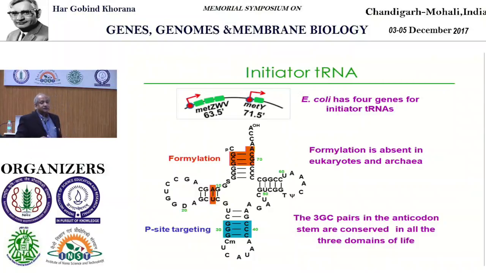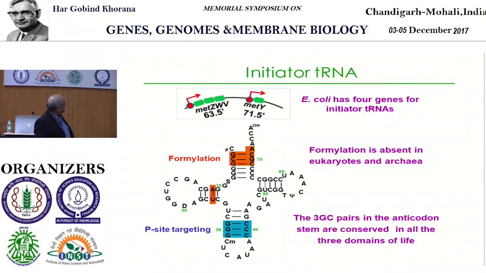In E. coli, there are 4 initiator tRNA genes. 3 of them are at 63.5 minutes, and they're part of a single operon. The 4th one is a little away, at 71.5 minutes, and it is a single tRNA gene. All of these tRNA genes, in the case of E. coli B, are identical, but in K there is a single change here. But without worrying about that change, the overall structure of the tRNA is shown here.